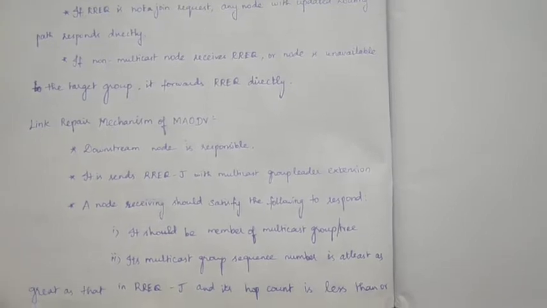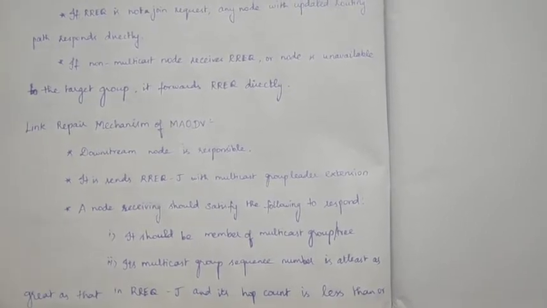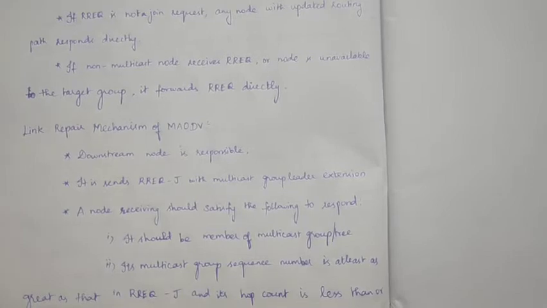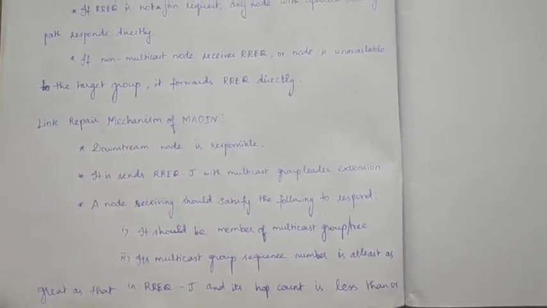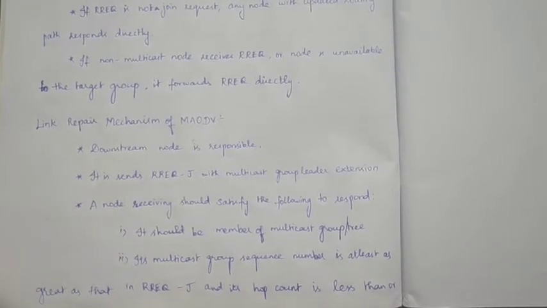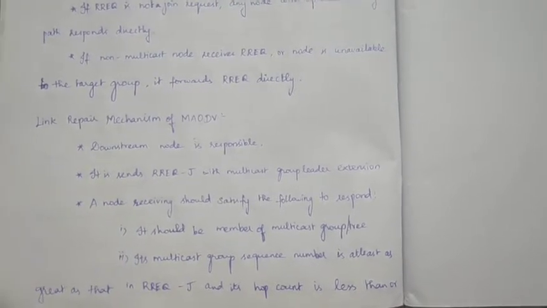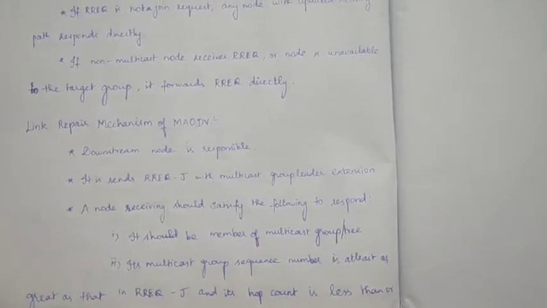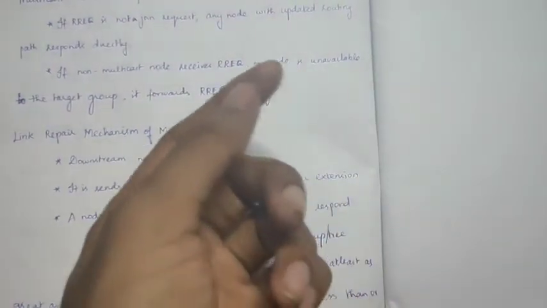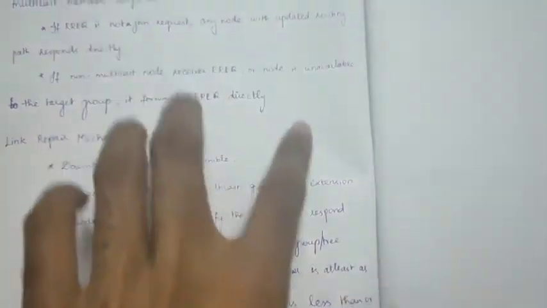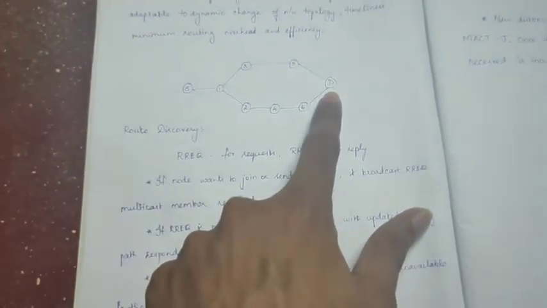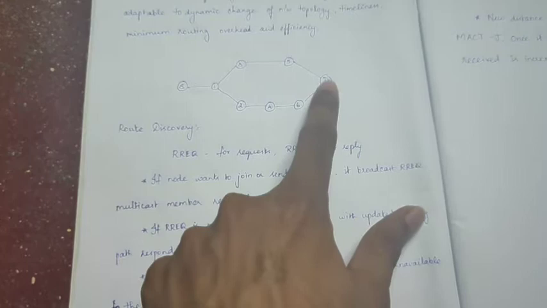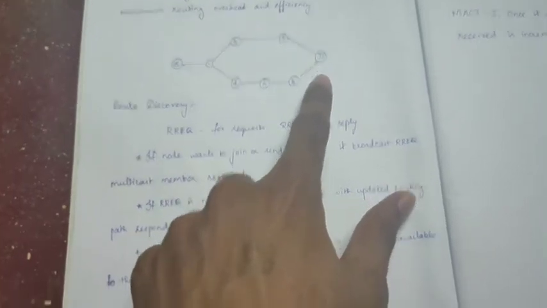So the link repair mechanism of the multicast ad hoc on-demand distance vector routing is as follows. When there is a link breakage, the downstream node is responsible for the link repair mechanism. The downstream node means the node which is at the lower bottom of the tree. So it forms a tree-like structure; consider this as a tree. The source is the upstream node and the destination is the downstream node. So this downstream node will initiate the repair process.